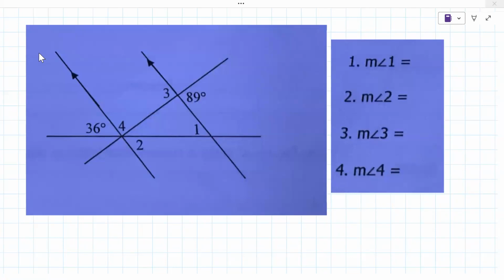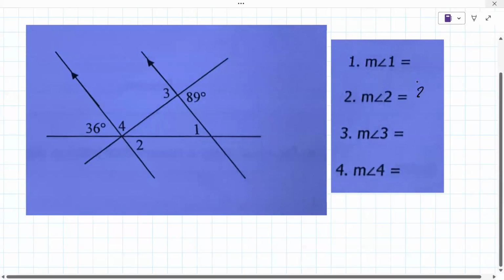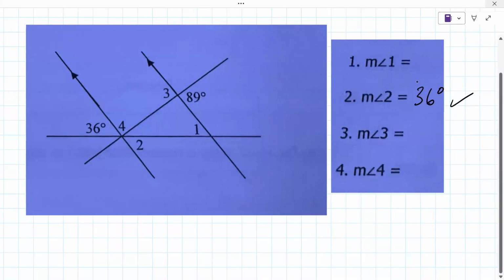Do you have any answers for me so far? Two is 36. Okay, that's correct. Is 3 89? 3 is 89, correct? And then 4 is 91. How did you come up with 91? Well, I just did 89 plus... oh wait, no, that's wrong. I'm not saying you're wrong. Is it wrong? It's 180 minus 89. Yes, and that is correct.